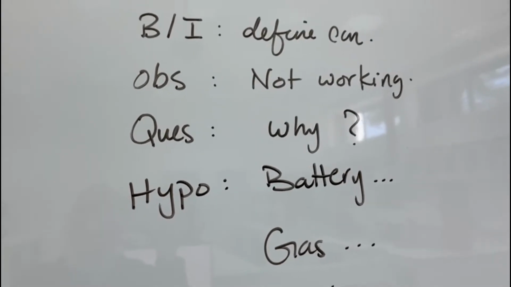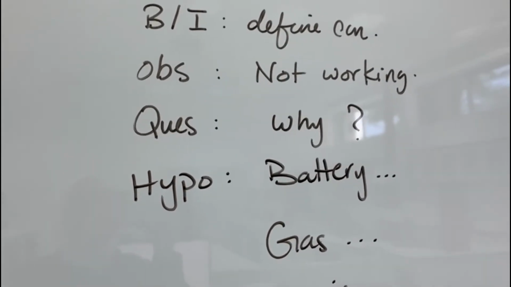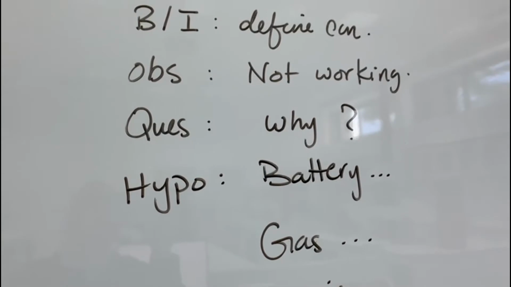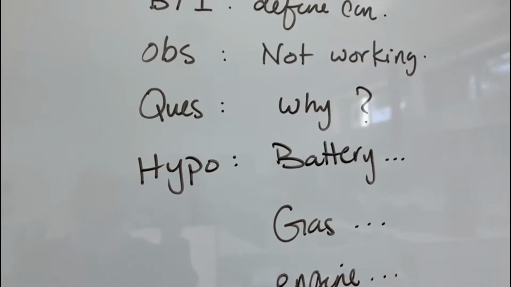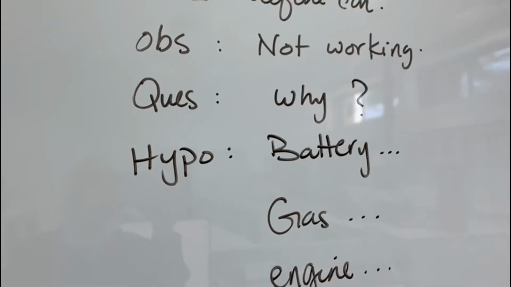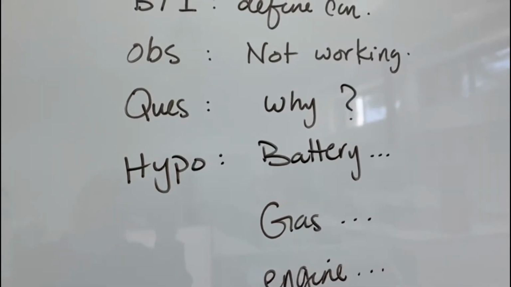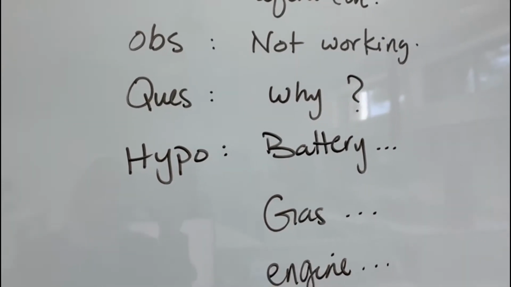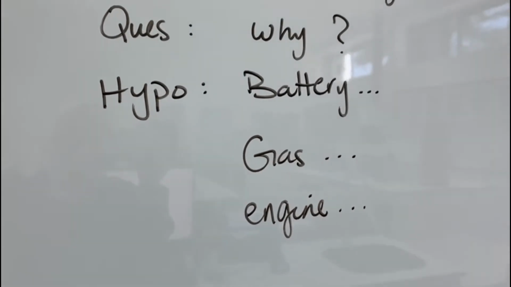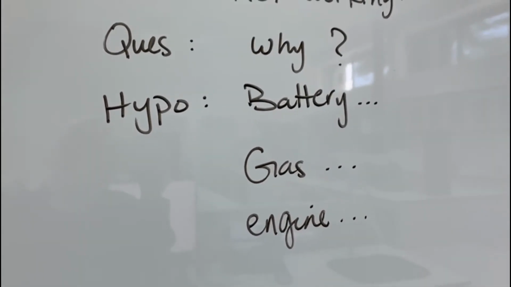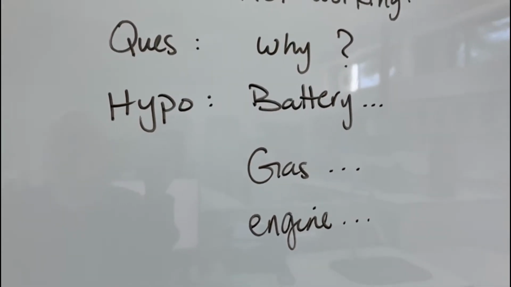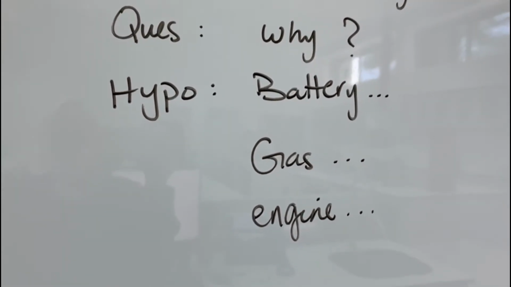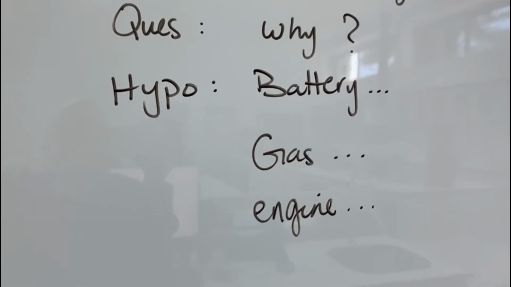There is an observation. For example, this observation is that the car is not working. Question: why, or what are the causes, or what could be the possibilities of the car not working? Any question in your mind. The hypothesis over here, I gave you 3 hypotheses. Minimum, I expect that you give me 2. Battery problem, or gas, or an engine problem.